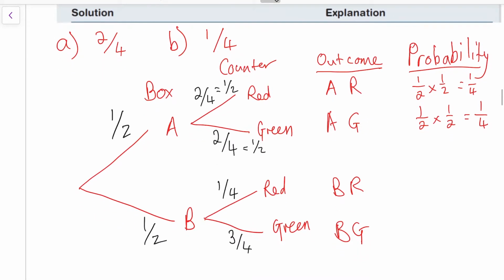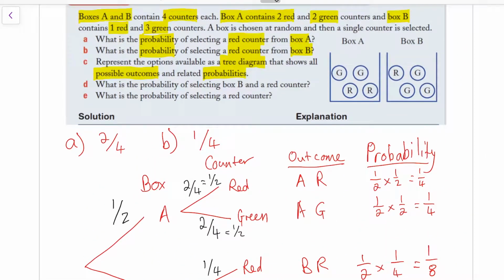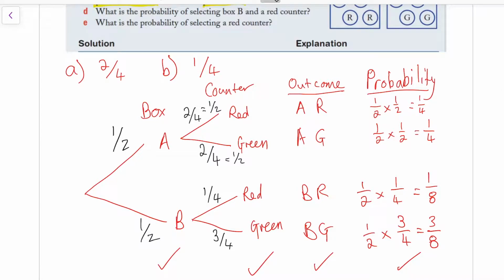Then I move down to box B options, and I've got a half times a quarter, gets me 1/8, and then I've got a half, need to write properly, a half times 3/4, which gets me 3/8. Fabulous. Give yourself a tick, tick, tick, tick. So that's 4 marks, minus 1 per error. Then we can move on to, so this was C.